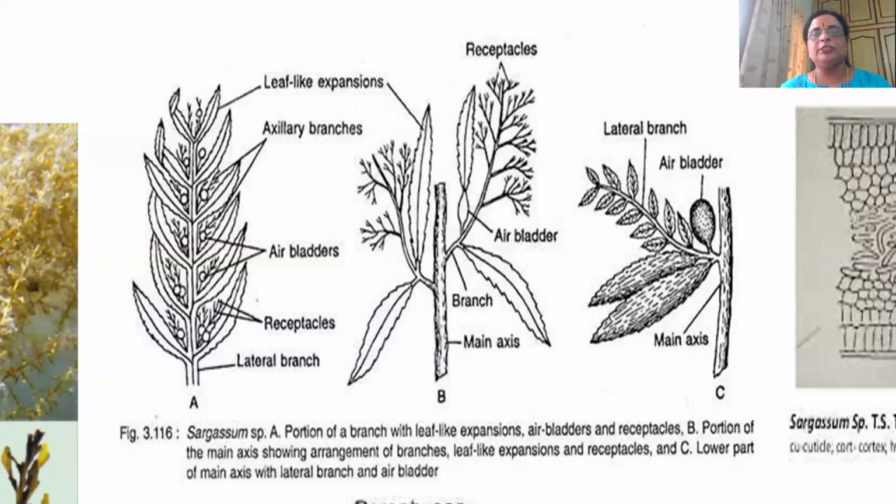Some species of Sargassum are strictly dioecious. That is, male Sargassum is different from female Sargassum. However, most species of Sargassum are monoecious. That is, they have both male and female conceptacles in the same receptacles in the same plant. I think you would have understood the morphology of this particular Sargassum.